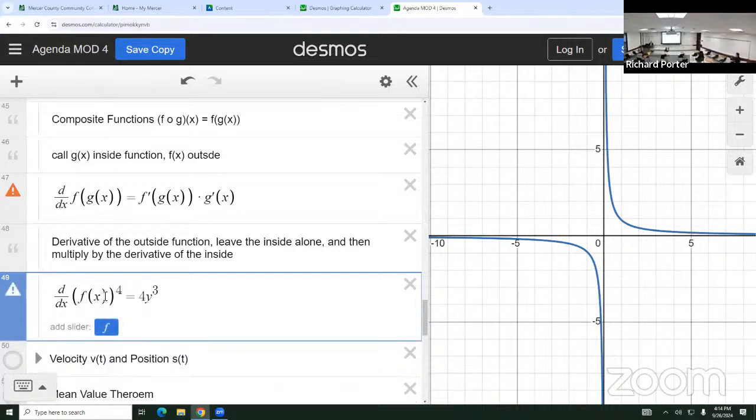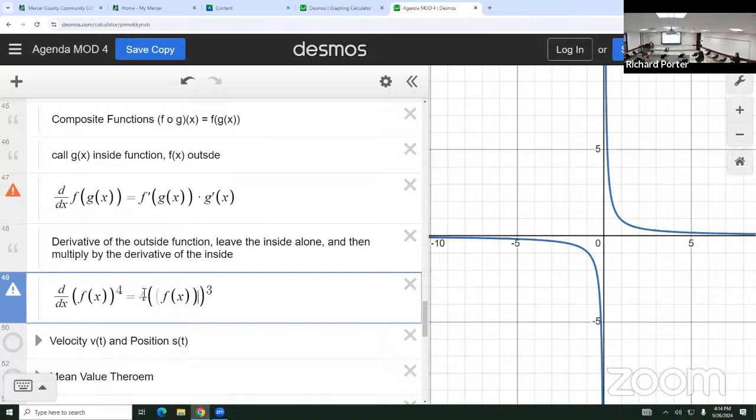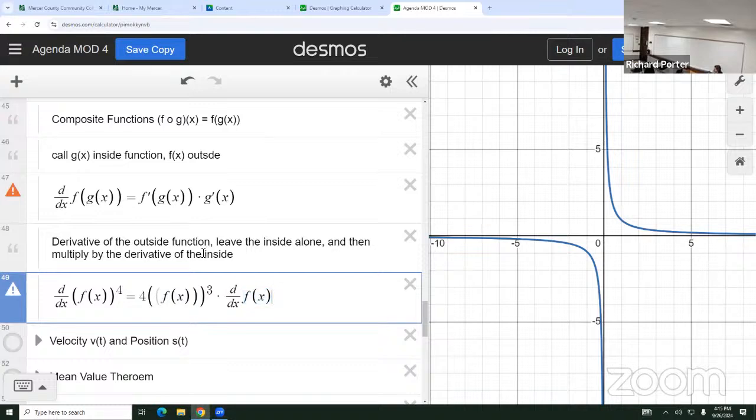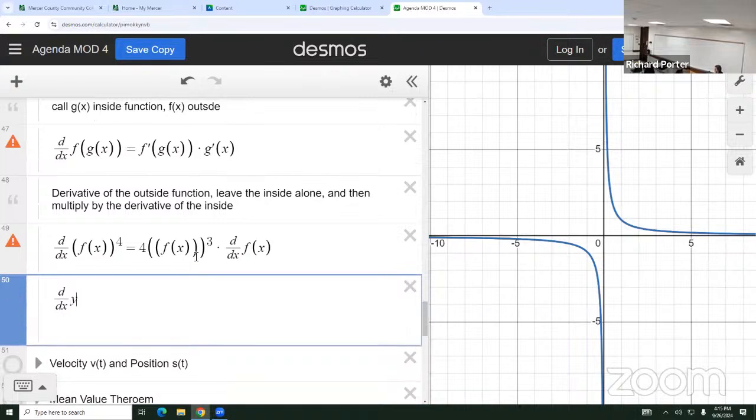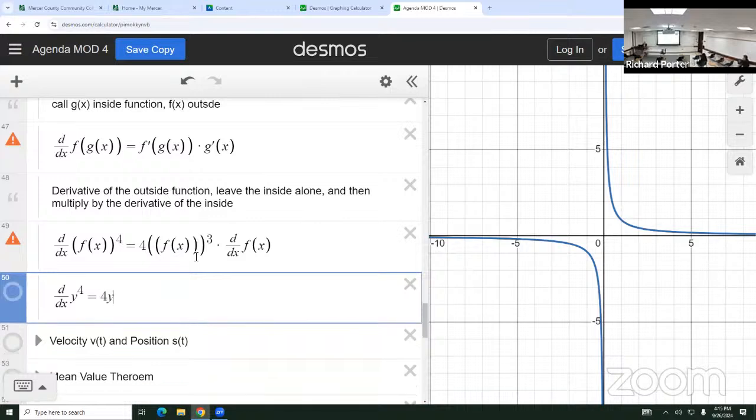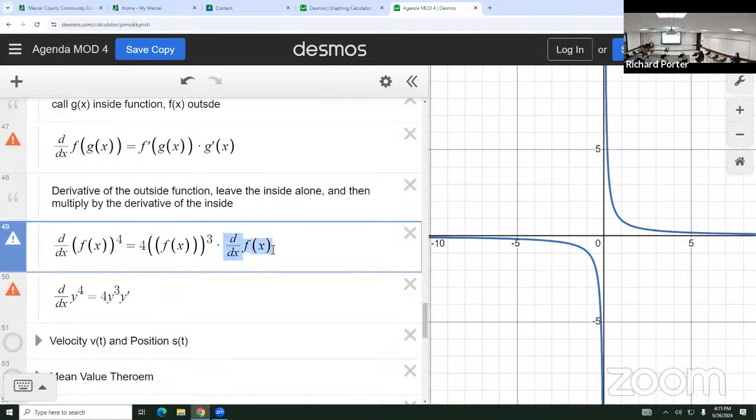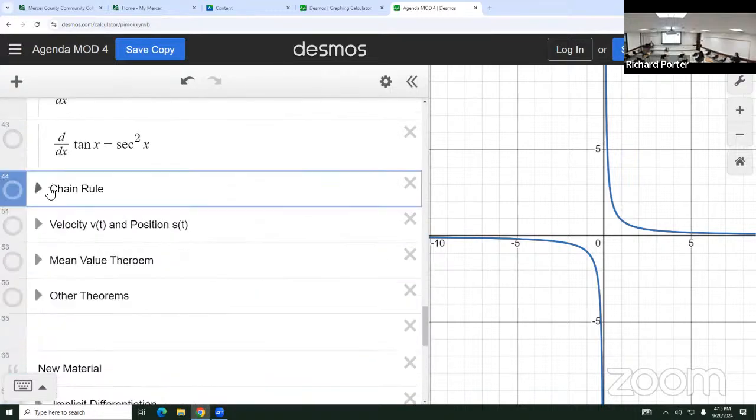So you're leaving the inside function alone. You're doing the same thing. Here, I leave this thing alone. But now I did the power rule, I left the inside alone, and now what do I have to do? Chain rule says I have to multiply it by the derivative of that inside function, which is f prime of x. So if I replace those all with y's, that's a y cubed, and that's a dy/dx. That's why you see d/dx of y to the 4th is 4y cubed y prime. The y prime is just the derivative. Okay, so that's the chain rule.